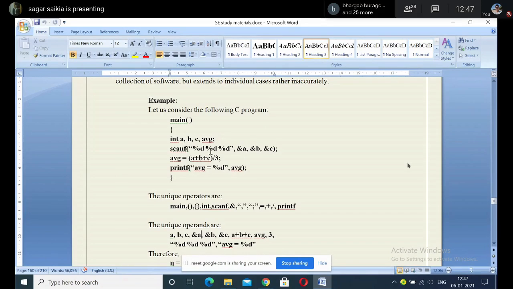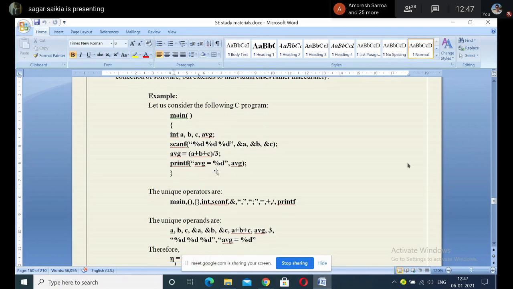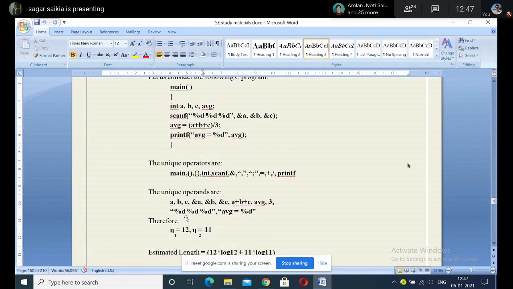Ampersand B is the address of B. So that way. Then when I am adding A plus B plus C, I'm getting a result, so again, this is a unique operand. AVG is a unique operand. 3, a constant, is a unique operand. And percentage d, the format specifier, is a unique operand. Clear? Similarly, whatever I'm printing under the inverted commas, here I'm printing a value, so this is a unique operand. So from here, if I have to find eta 1, I have to find how many operators are there and how many operands are there.